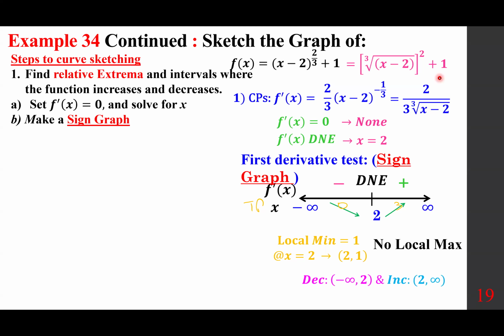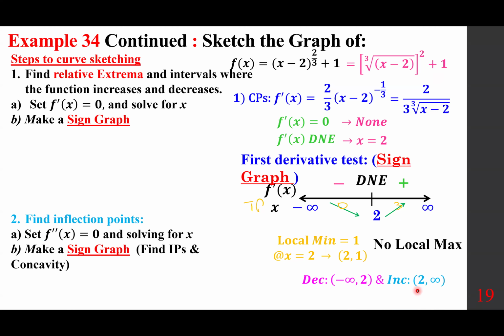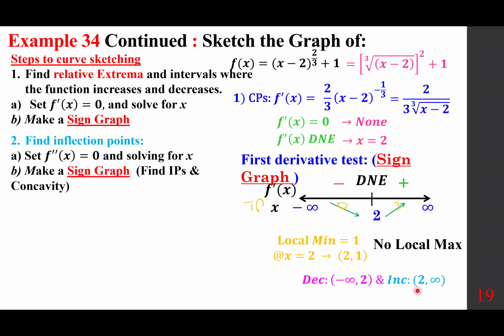And as I mentioned, it's decreasing from negative infinity to 2, increasing from 2 to infinity. The next one is the inflection. How do we find the inflection point? How do we find f double prime? Let's go back here. We're going to differentiate it again.